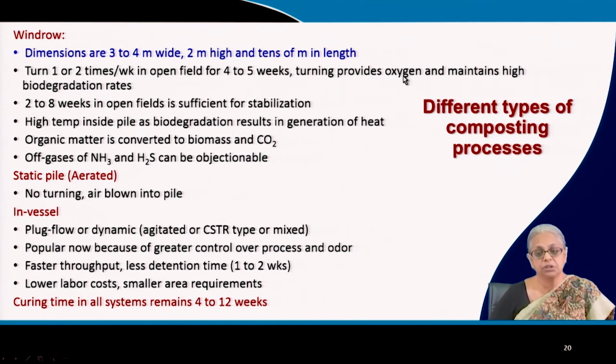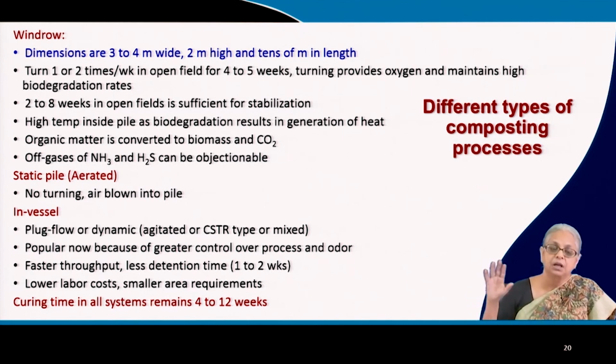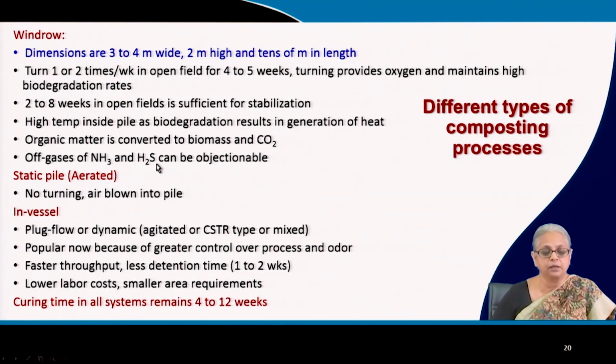The turning provides oxygen and allows high biodegradation rates. 2 to 8 weeks is generally considered sufficient for stabilization of the organic material. So the biodegradation stops, and there is no off-gassing of malodorous gases like ammonia and hydrogen sulfide. The organic matter is reduced, it's converted to biomass and CO2. And the biggest advantage of composting, all kinds of composting, comes from the fact that in aerobic composting, a large amount of heat is generated.